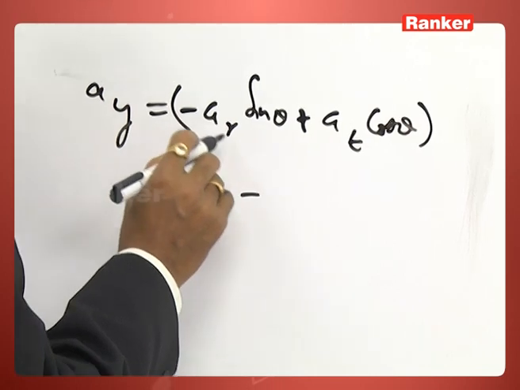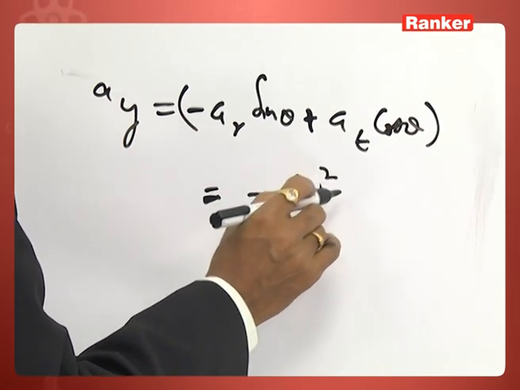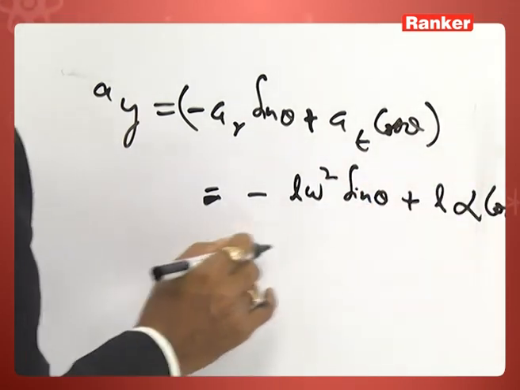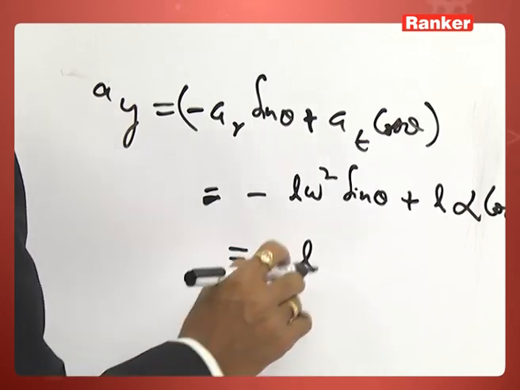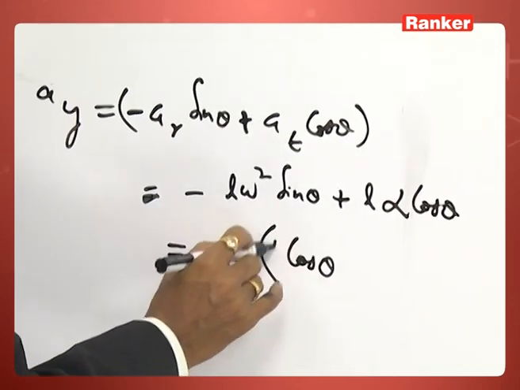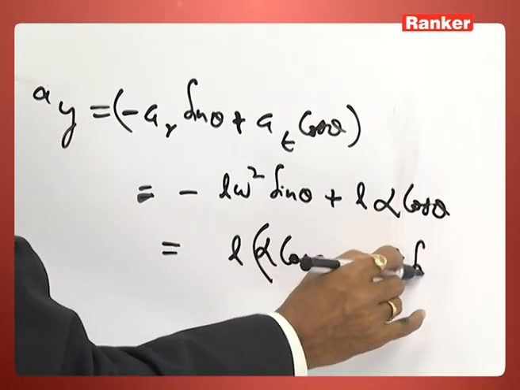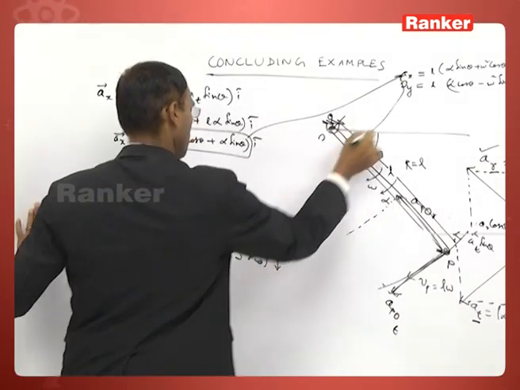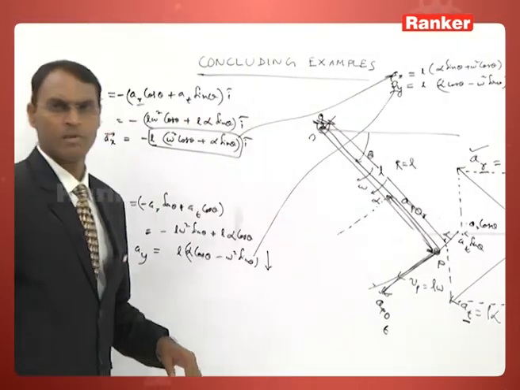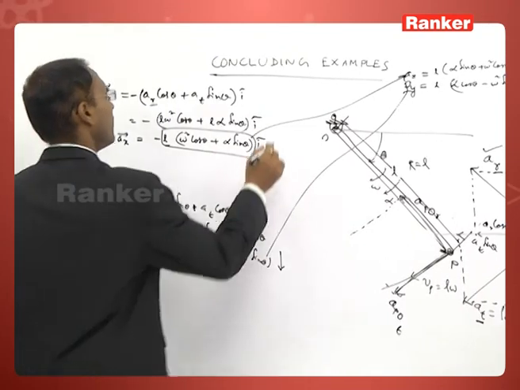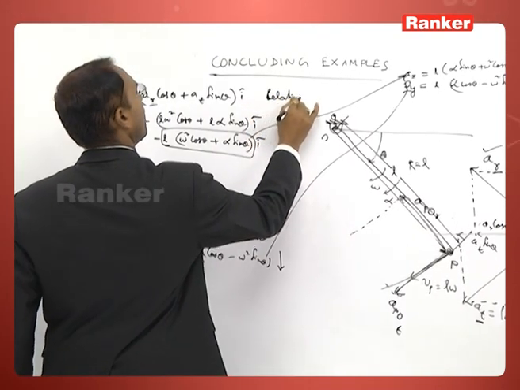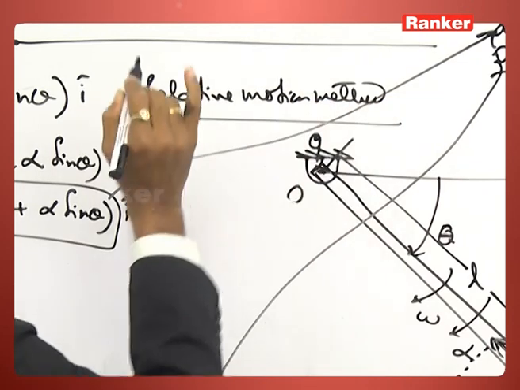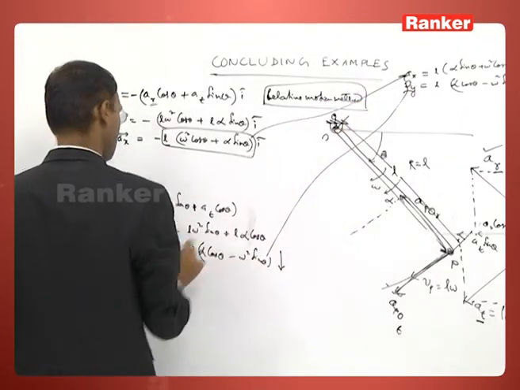So AR equal to L omega square into sin theta plus AT is equal to L alpha cos theta. So cos theta alpha minus omega square sin theta in downward direction. You are getting same thing, but approach is different. This approach is called a relative motion method. With this method, we got same answers.